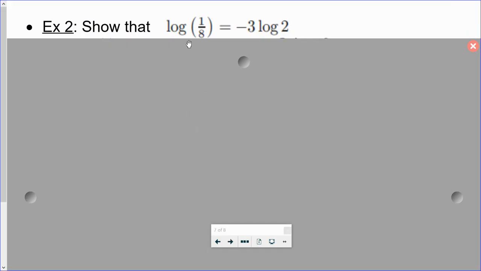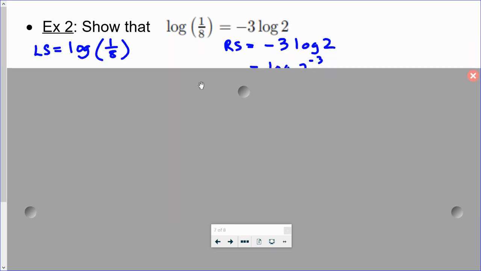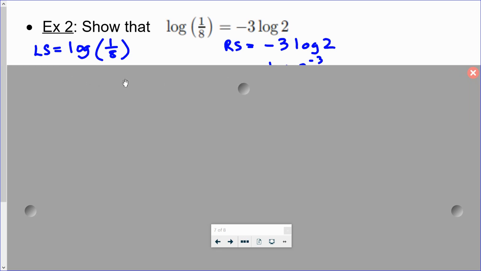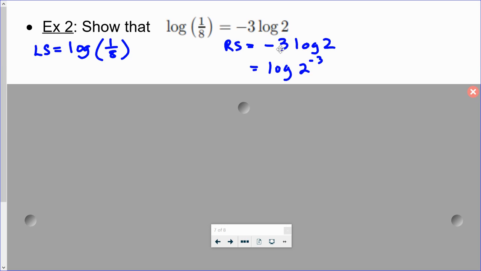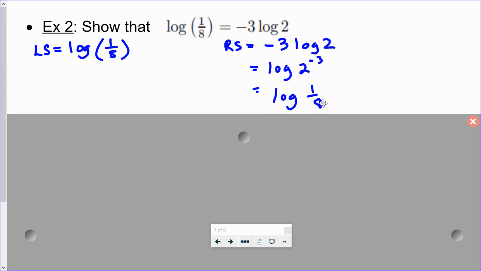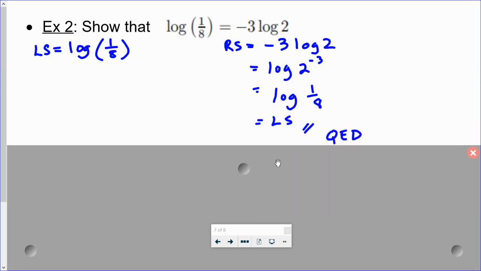A couple more examples. If I wanted to show that, IB sometimes likes to ask you questions to show that something is true, I'm going to do a left side, right side proof. So I'm going to set up the left side as log of 1/8, and the right side is -3 log 2. I'm going to start by rewriting this by taking this factor and moving it to the exponent using my log laws. Then I can say that 2 to the -3 is 1 over 2 cubed, or 1 over 8. So that is the same as the left side, and therefore my proof is done.